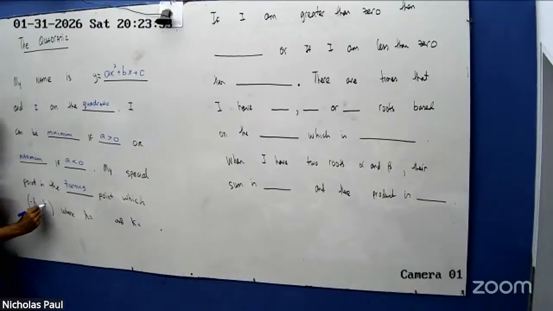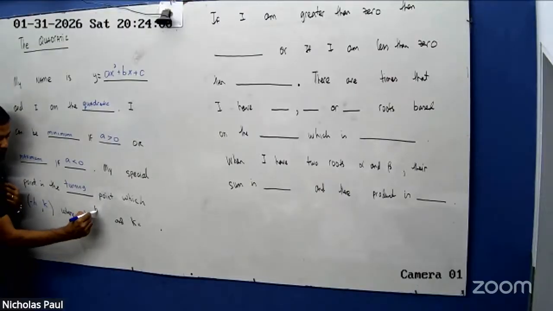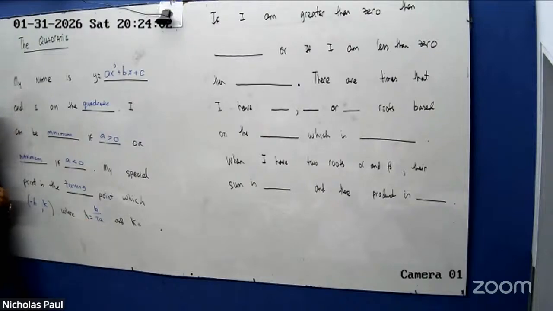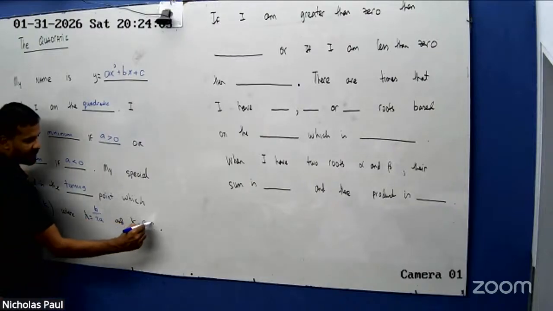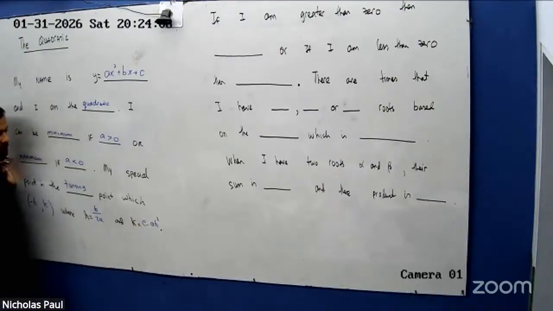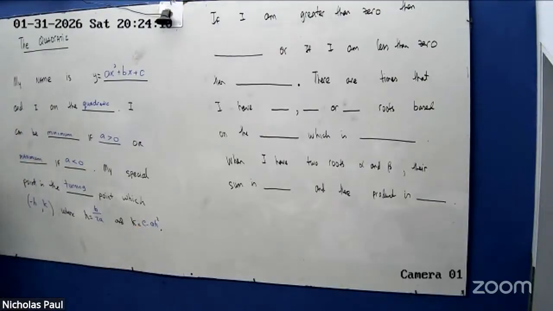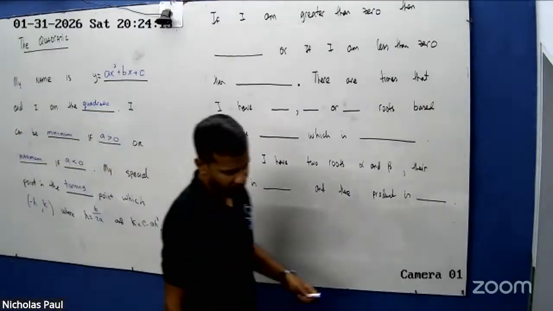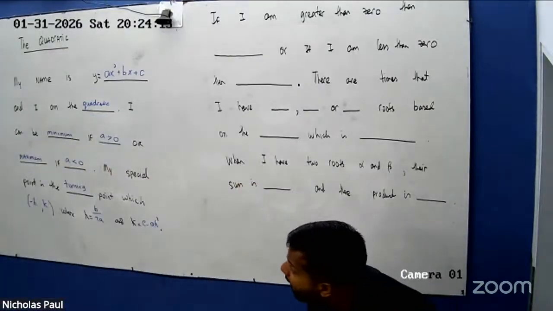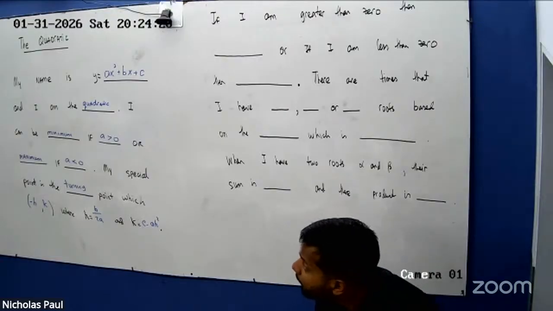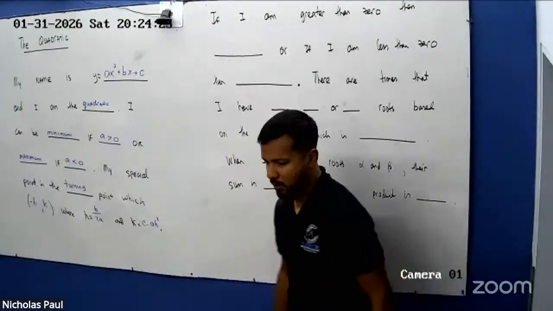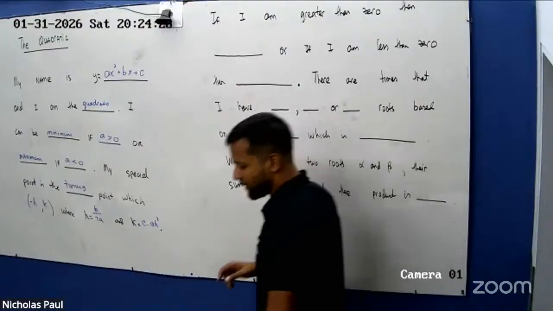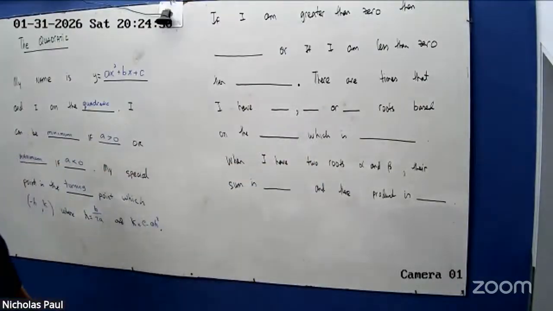Minus h, k. How do we find h? H is what? Minus b over 2a. And k is what? P minus a h squared. Oh, you have this last part to finish, and then let's jump to the past paper, right?